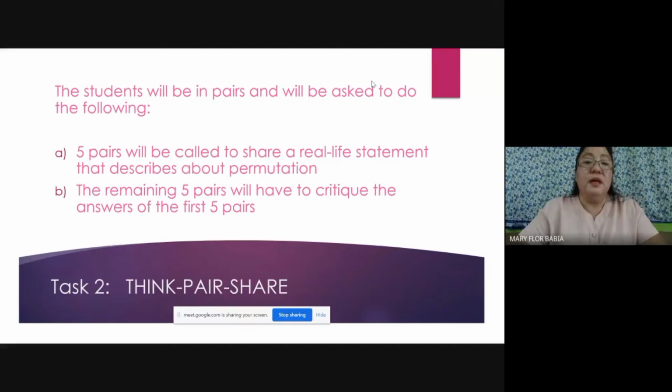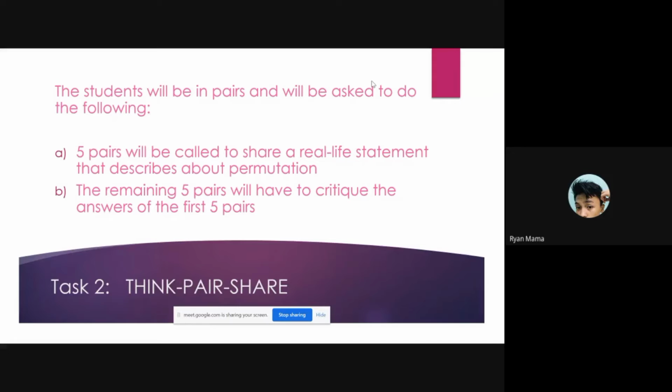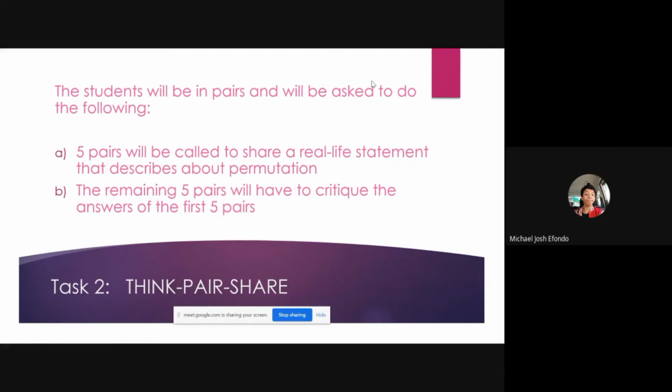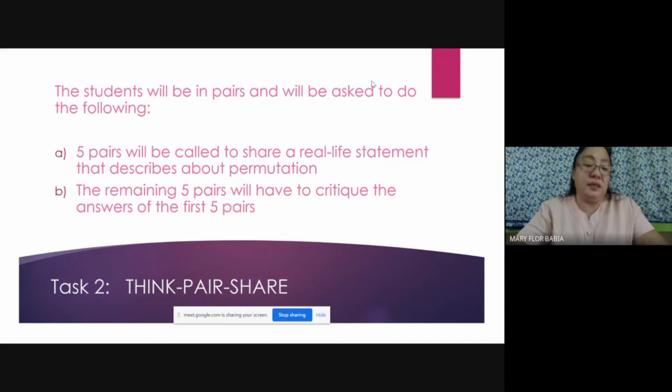Okay, very good. How about Ryan? Ryan, can you give another example, a real life statement that describes permutation? Six students are trying to arrange their portfolios in the shelf per subject. How many ways can they arrange their portfolios with 5 subjects? How about Josh? Is Ryan's example correct?